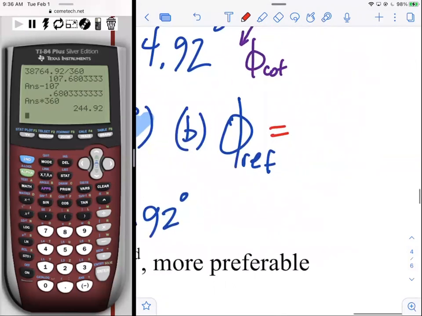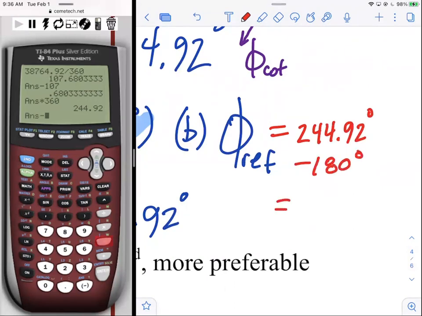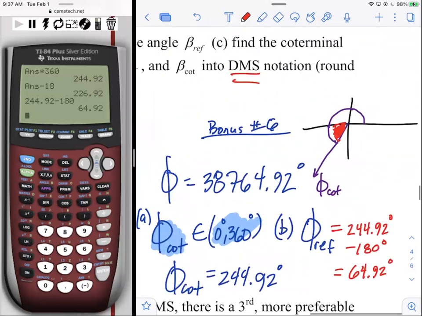So I'll write it out here. It's going to be 244.92 degrees minus 180 degrees, which equals, well, I can just hit minus 180 on my calculator. Boom. I typed it in wrong. How did I know that was the wrong answer? I typed in minus 18, forgot the 0, and got 226.92. If I'd written that down, I would have gotten it wrong. But I shouldn't have, right? Because that's not an acute answer. So I forgot the 0. Hit enter. There it is, 64.92 degrees. There's the reference angle.